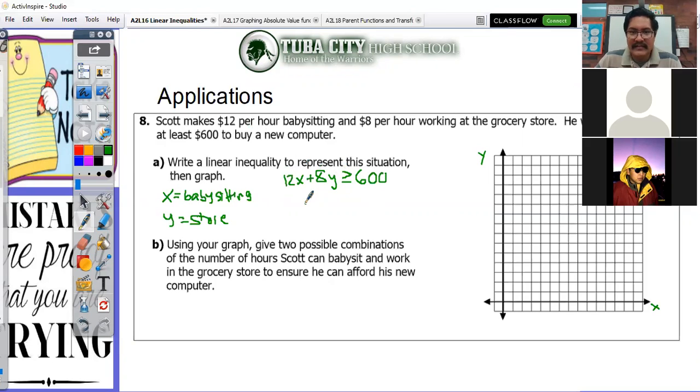Okay, looks right. Let's go ahead and graph this one. So let's see. I'm going to minus 12x from both sides. So 8y greater than negative 12x, because I minus 12x from both sides. And it cancels this one, and it comes over here as negative 12x. And I'm going to put the, I could say 600 minus 12x, but I want to put it into y equals mx plus b. I want to have that slope-intercept form.